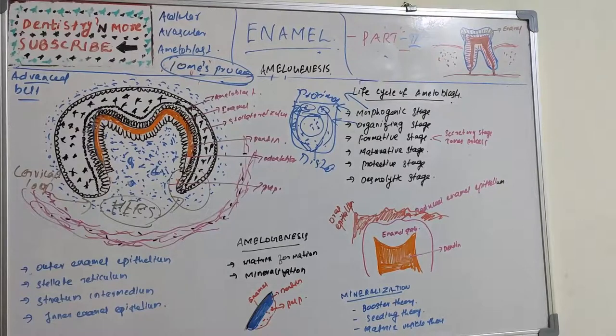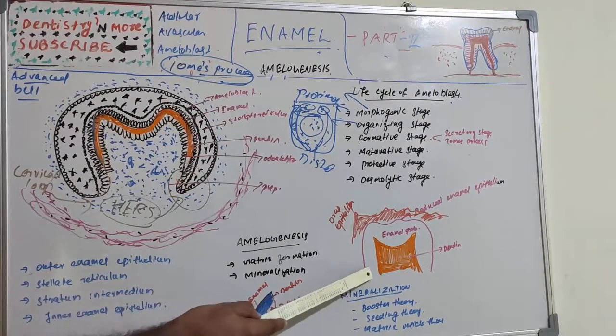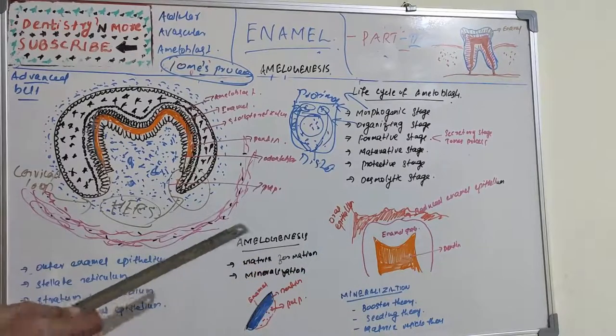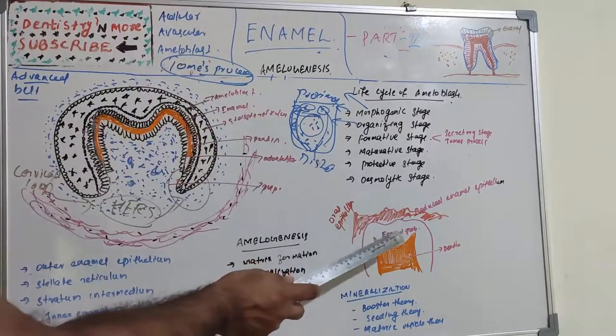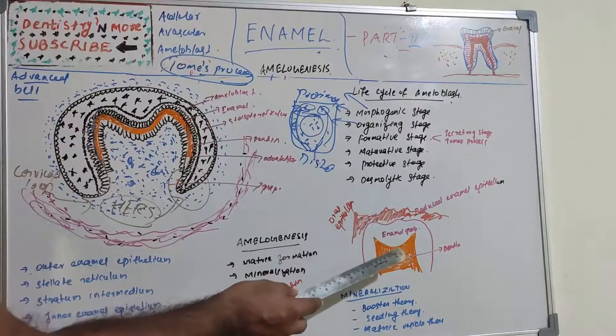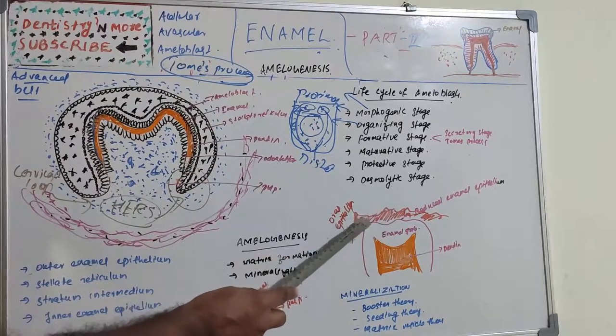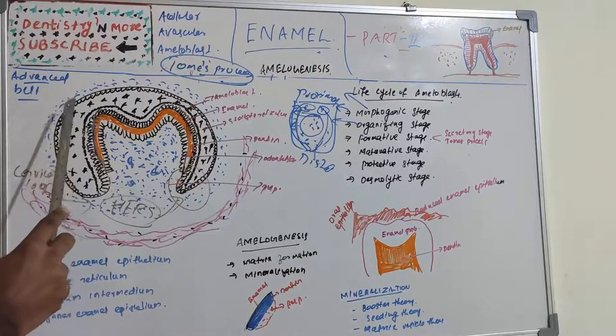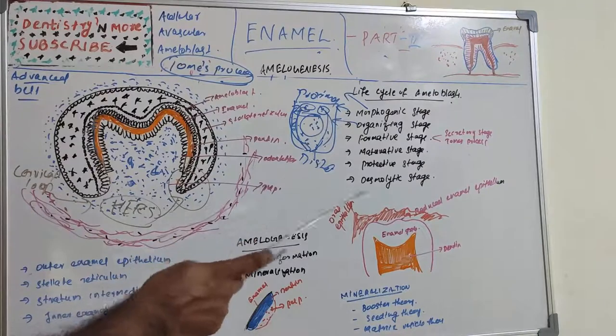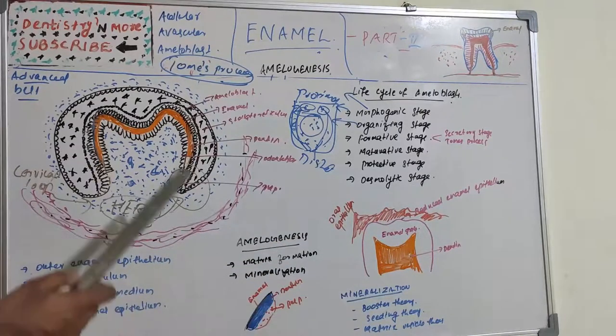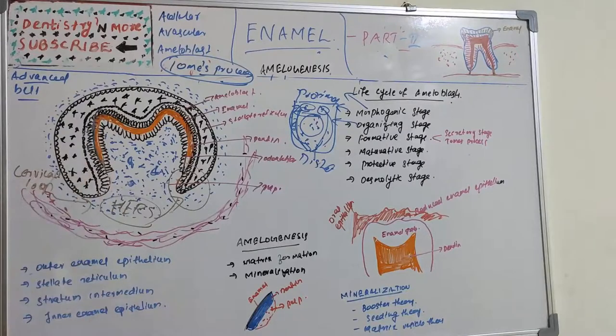And the protective stage. When enamel has completely developed and fully calcified, the ameloblasts stop being arranged in a well-defined layer and can no longer be differentiated from cells of the stratum intermedium and outer enamel epithelium. This is the stratum intermedium and this is the outer enamel epithelium. This is the ameloblast. So all will be looking a similar pattern.